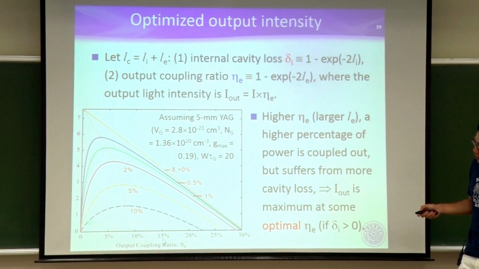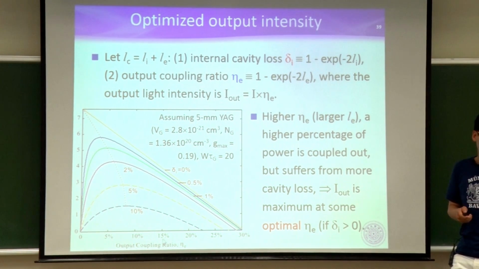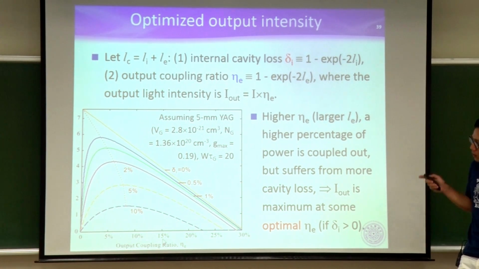Let's take a look at this lowest blue curve. This curve is obtained when we assume there is a 5 millimeter long YAG crystal for your lasing. And the pump rate is pretty high. W times tau G, the normalized pump rate, is 20, which is a large number. Under this condition, I plot the output light intensity, vertical axis, versus the output coupling ratio, eta E. So you got this blue curve.